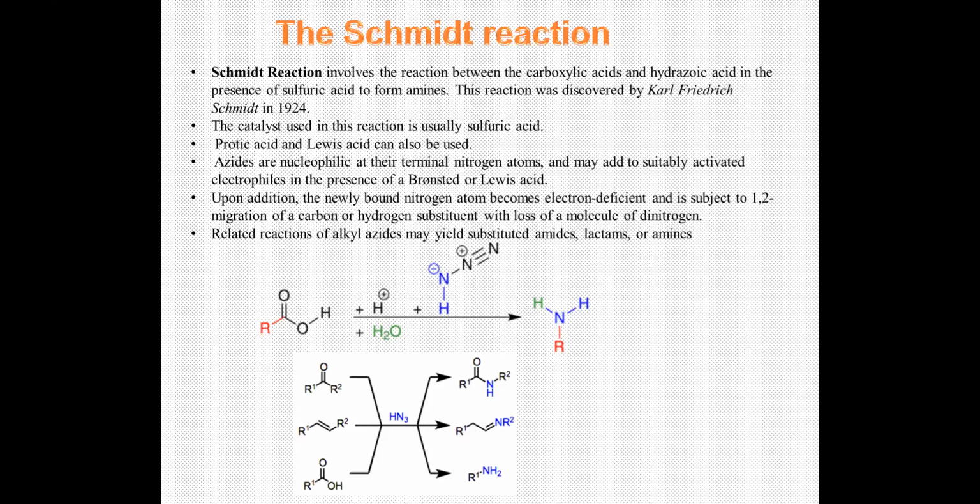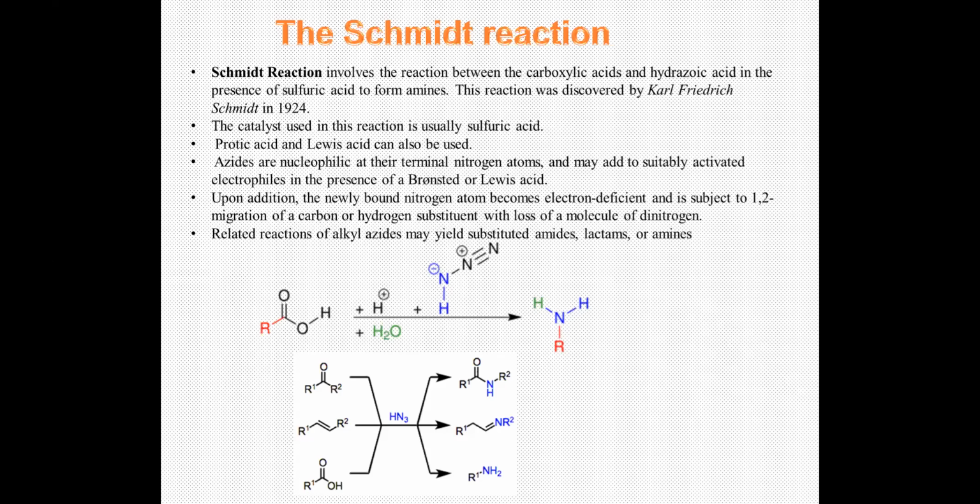So what is the first thing? In this case, azide acts as a nucleophile at the terminal nitrogen and may add to a suitably activated electrophile. So what is the electrophile? You generate an electrophile from your acid, and then the azide, in which one of the terminal nitrogens acts as a nucleophile. One of the terminal nitrogens of your azide acts as a nucleophile. Okay, upon addition, so they get added.